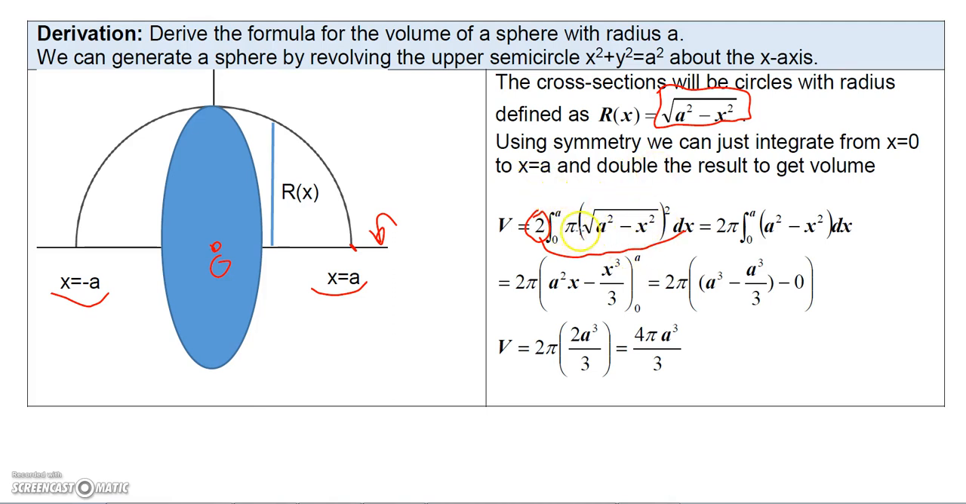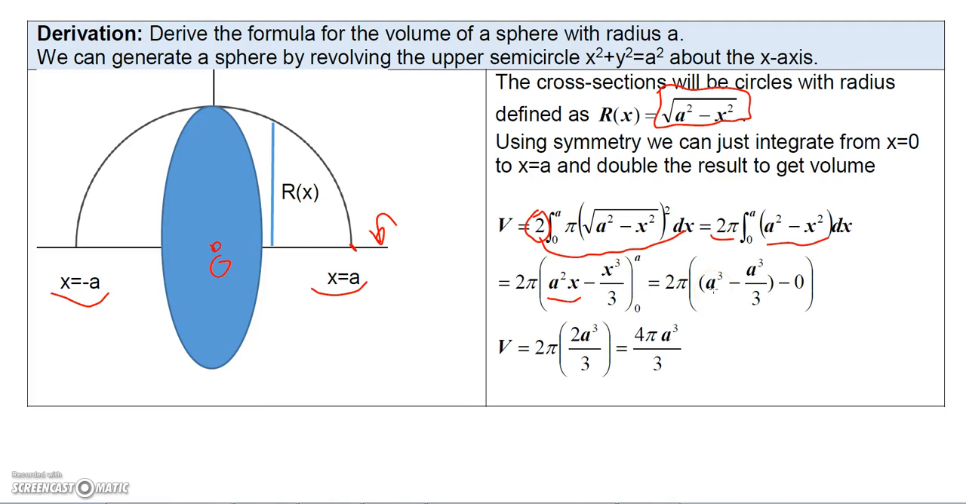Now remember, when we put it in this formula, we do pi times this radius squared. When we square this radical, it'll just eliminate it, so I'll have a squared minus x squared. Then I move the 2 pi out of my way. When I integrate a squared, that's a constant, so I'll just get a squared x. And when you integrate x squared, you get x cubed over 3. If we evaluate this at a, we'll get a squared times a, which is a cubed, minus a cubed over 3. So we'll get a cubed minus a cubed over 3. And when we evaluate it at 0, we'll get 0 for both terms, so we'll just be subtracting 0.